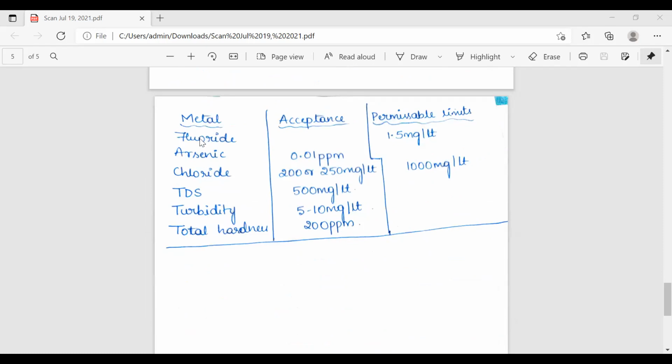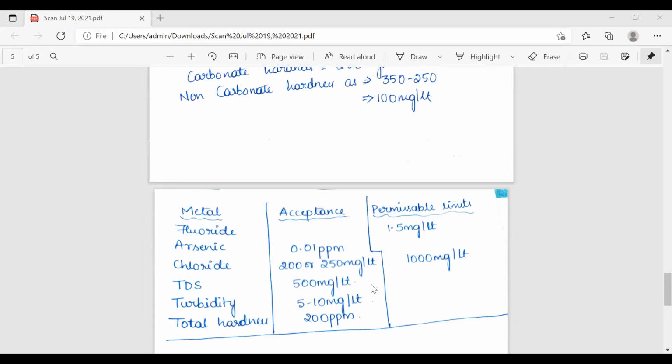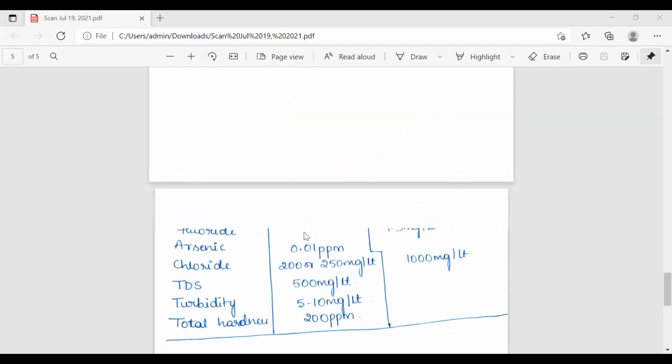And these are the acceptance levels. Fluoride 1.5 milligram per liter, arsenic 0.01 ppm, chloride 250 to 1000, total dissolved solids 500 milligram per liter, turbidity 5 to 10, total hardness 200 ppm. These are the acceptance and permissible limits for the metals. Many times I've asked you this question also. So this completes the quality parameters of water.